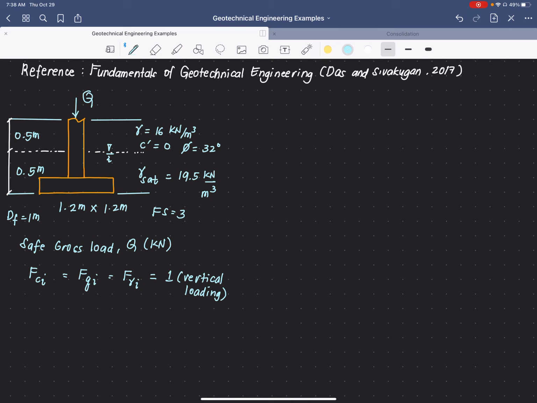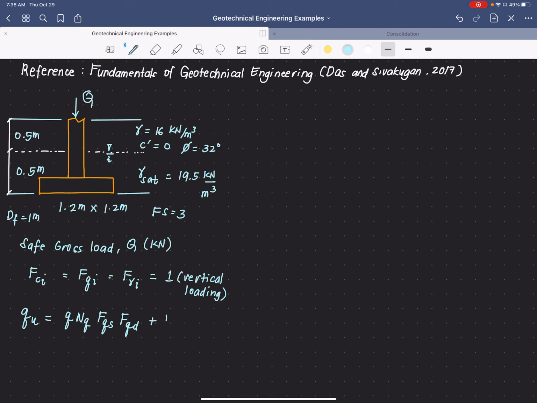If we'll be using the formula, the modified bearing capacity, the formula states that Q sub U is equal to C times N sub C, but we'll not write that term anymore, because that becomes 0. So we'll have plus q N sub q, and with the addition of the shape factor, so this becomes F sub qs multiplied by F sub qd, or the depth factors, and the inclination factor is just 1.